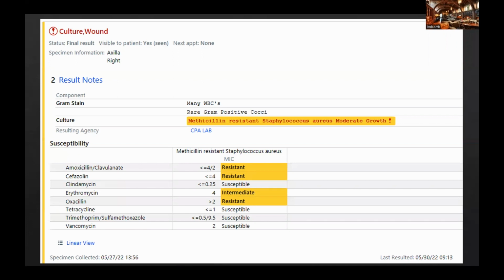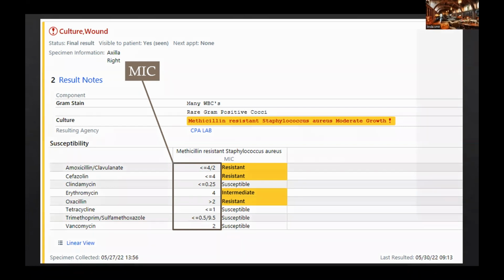And I just wanted to kind of go over what we do in the micro lab to get to this point. So this was a culture. There's the gram stain. There's the culture results. This is an MRSA. And here's the susceptibility down here. So basically, there are two items on this report. There's the MIC, and we'll start with that, the MIC.